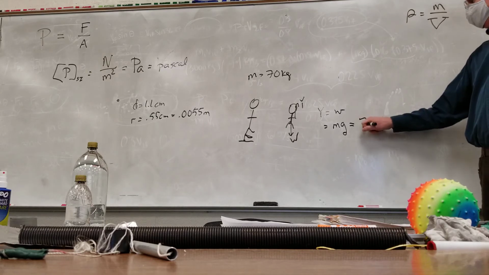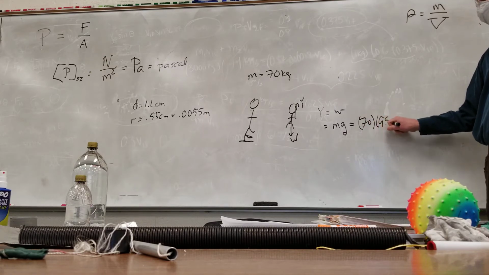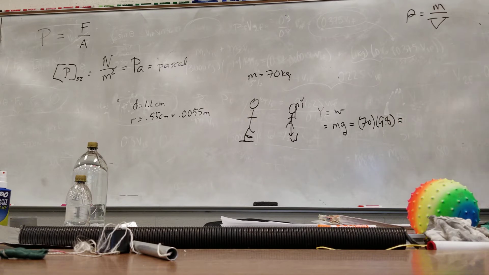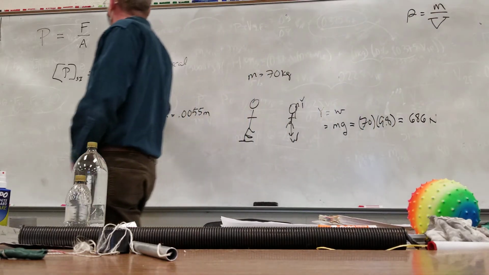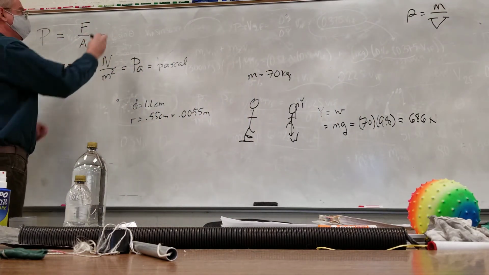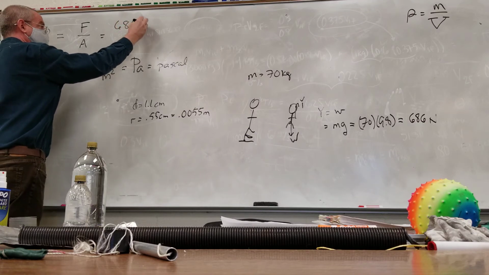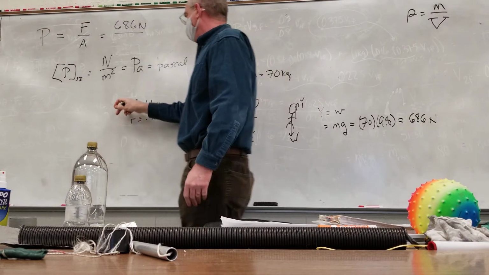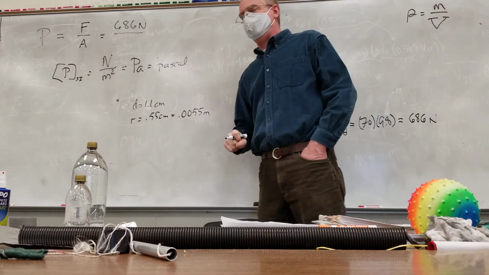And so we have a mass of 70 kilograms. Let's assume it takes place somewhere generically on Earth. And we end up with 686 newtons. So the pressure that person is going to exert is the force, 686 newtons, divided by the area. Well, I basically have a circle here with a radius that is tiny.